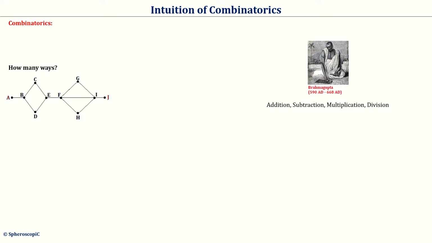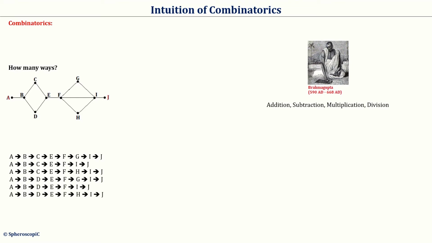If we count by looking at the possible paths from A to J, these are possible paths from A to J through which the person can move from A to J. So there are 6 possible paths. Now to answer to how many ways, we can simply use multiplication rule here, which is the most fundamental principle of counting in combinatorics to find number of ways.